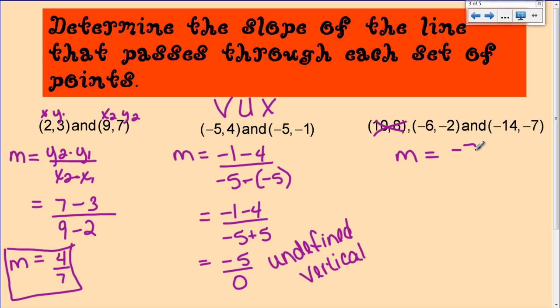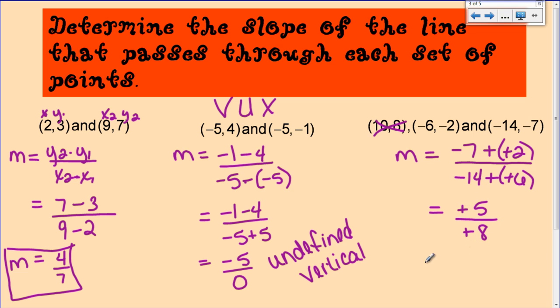So I'm going to do -7 minus -2, over -14 minus -6. And if you remember, these negatives make a plus, so it makes it really easy. So -7 plus 2 becomes -5. -14 plus 6 is -8. These 2 negatives cancel each other out, so the slope of the line that goes through those 3 points is 5/8. So if I were to have it on a graph, to get from this point to this point to this point, I'd have to go up 5 and over 8. That's how we find slope using the formula.